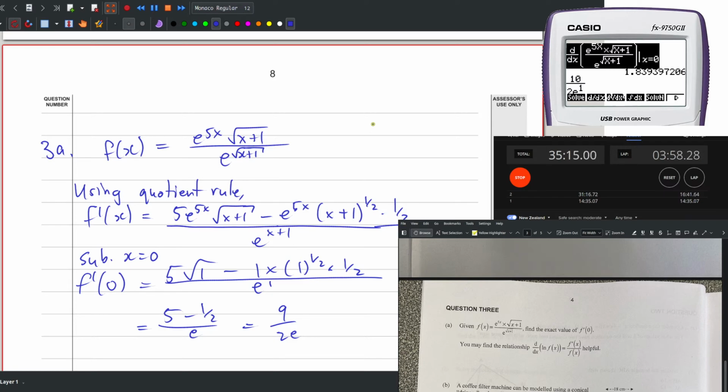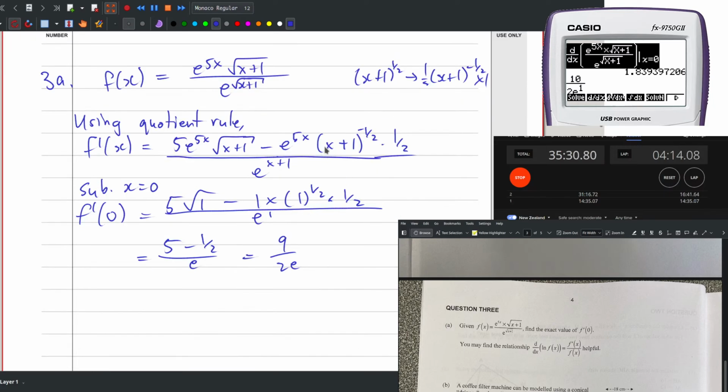I don't get it, man. Okay, wait, so x plus 1 to the half goes to a half x plus 1 to the negative a half times 1. So this should be negative, but it still doesn't change the fact that when you sub in 0, does it not still just become 1? And then the e to the 5x also becomes 1 when you sub in 0? Or is there meant to be an x that comes out somewhere?